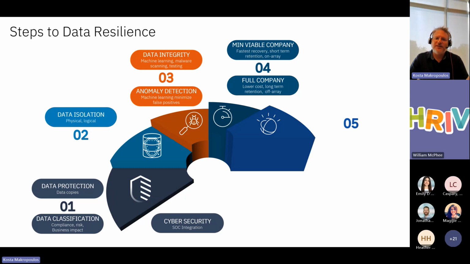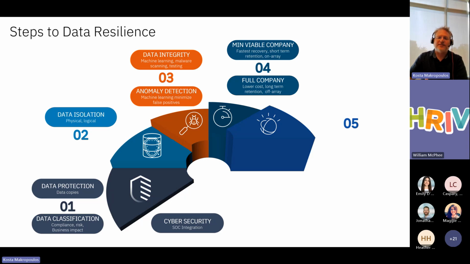So from an immutability standpoint, that means I'm going to be pulling a copy off of the primary array that's immutable. From an anomaly detection standpoint, that means I'm going to leverage the anomaly detection tools of that primary storage array. Why? So I can get that data back up and running in 2 to 3 hours, not 2 to 3 days or 23 days.